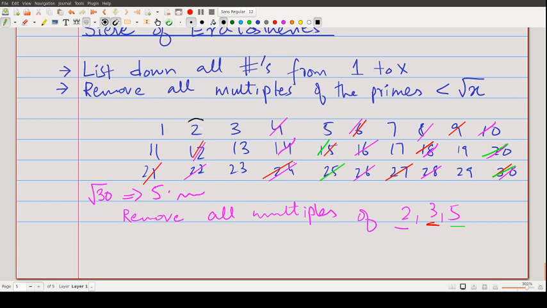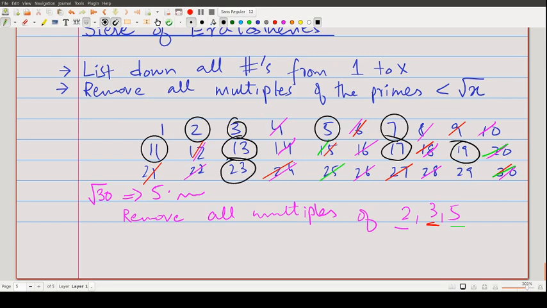So all the remaining numbers, let's look at these. 1 is of course not a prime. So 2, 3, 5, 7, 11, 13, 17, 19, 23, and 29. I am guaranteed that these numbers are going to be prime. And that's a much easier way of doing that, instead of checking whether 2 was a prime, 3 was a prime, 4 was a prime, and so on and so forth.